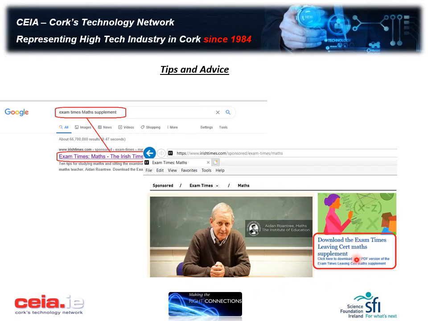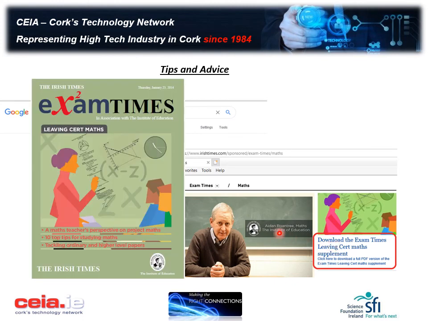Basically, this is talking about a supplement that was written by a guy called Aidan Rowntree, and Aidan is kind of the Elvis of the Leaving Cert Maths world. He literally wrote the book, and he wrote this supplement. I thought it was very, very good. You can get the supplement by clicking on this link, and it looks like this. If you are into your maths, this is really worth having a look at.